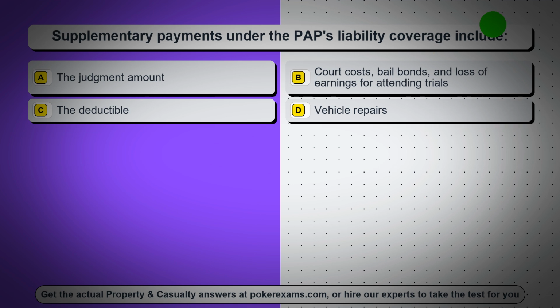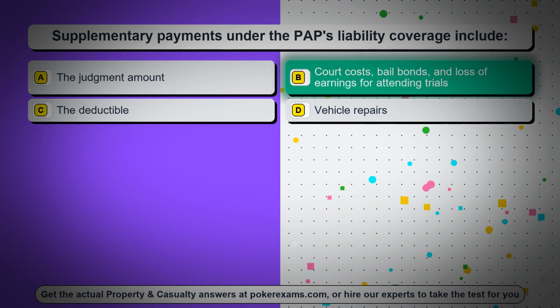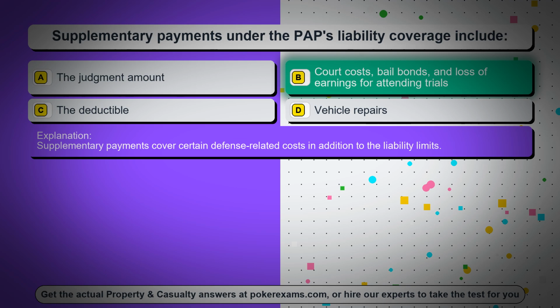Question 36. Supplementary payments under the PAP's liability coverage include Option A. The judgment amount. Option B. Court costs, bail bonds, and loss of earnings for attending trials. Option C. The deductible. Option D. Vehicle repairs. The correct answer is Option B. Court costs, bail bonds, and loss of earnings for attending trials. Supplementary payments cover certain defense-related costs in addition to the liability limits.